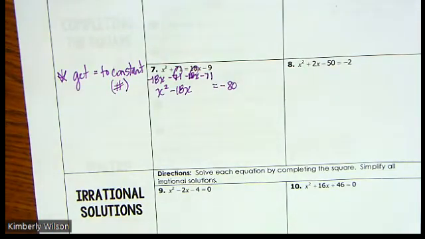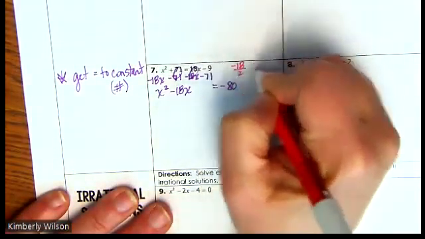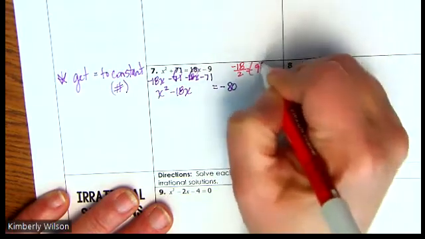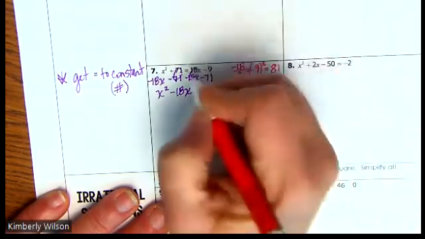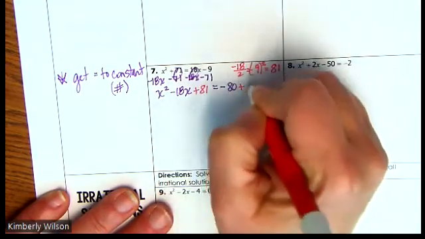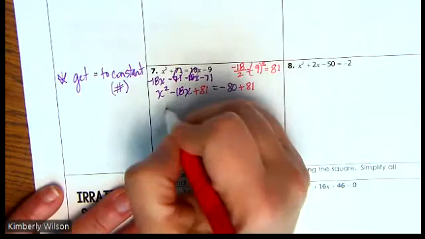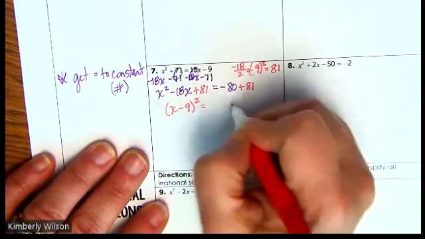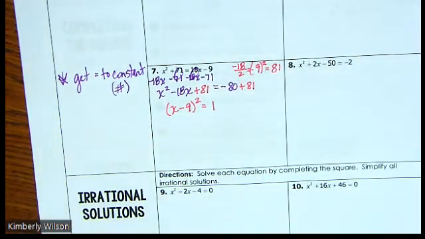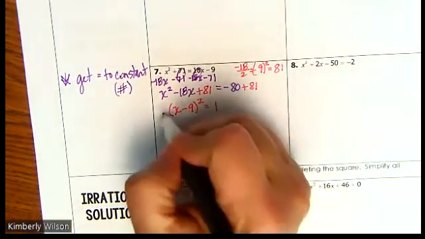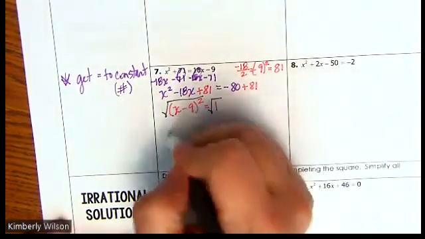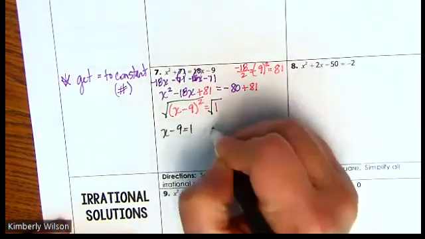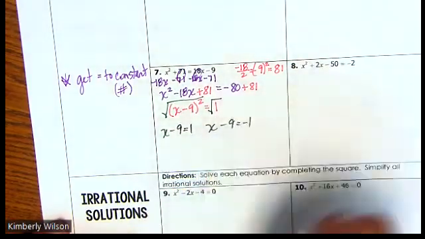Next step, completing the square. So I have negative 18 divided by 2, which is negative 9. I have to square it, which is 81. So I'm going to add 81 to both sides. And when I do that, this is going to become x minus 9 squared equals 1. Remember, 1 is a perfect square. So I can take the square root of each side, and now I end up with x minus 9 equals 1, x minus 9 equals negative 1, and I solve.